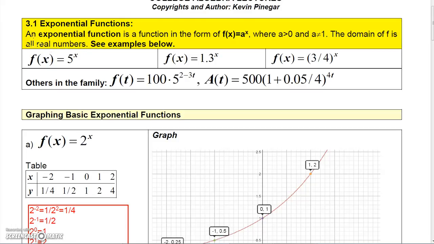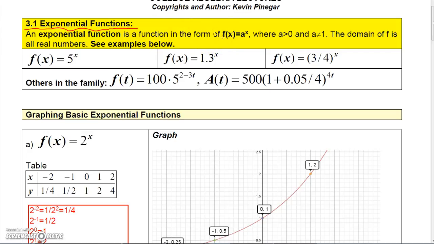In this chapter, we're going to talk about exponential functions and log functions. And these functions, exponential functions and log functions, actually are related to one another because they're inverses of one another. So first, let's talk about exponential functions.